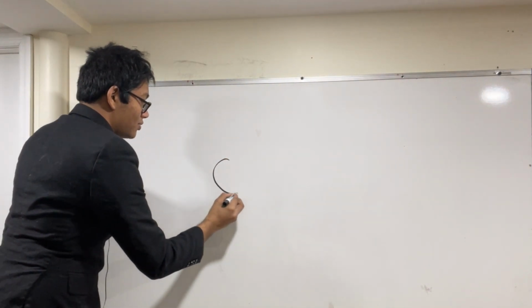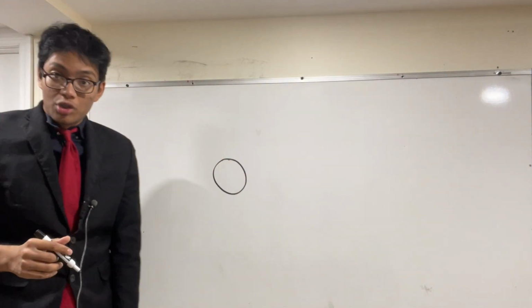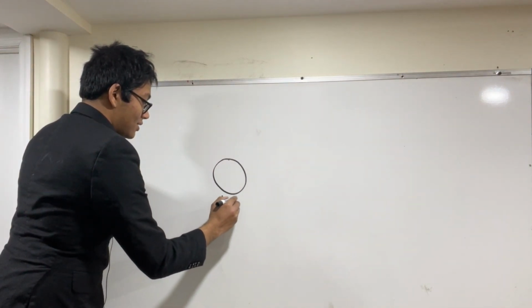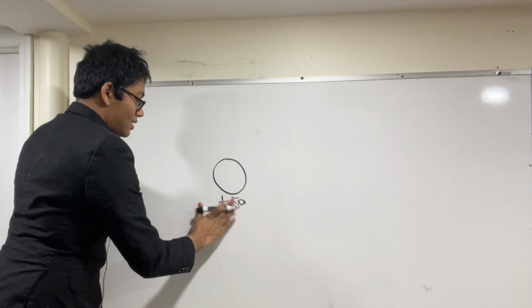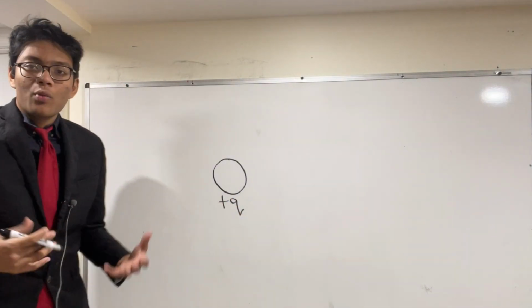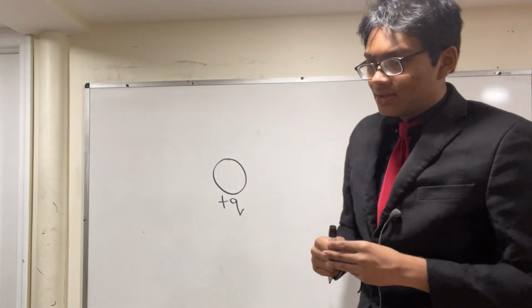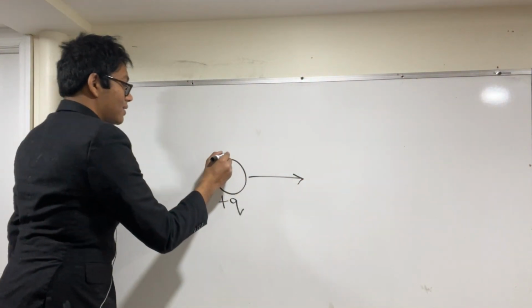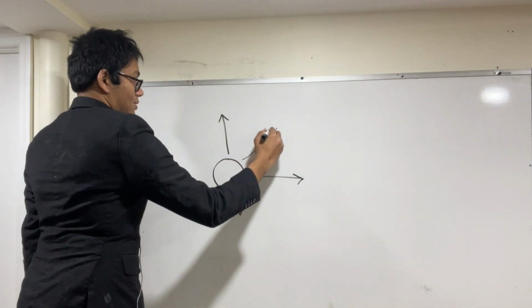All we need to do is start with a charge. So let's say we have a charge, and without even starting with plus 5q, let's just say it's a positive charge. What does the electric field for a positive charge look like? Doesn't it point outwards? That's correct. The electric field lines for a positive charge are radially outwards, like this.